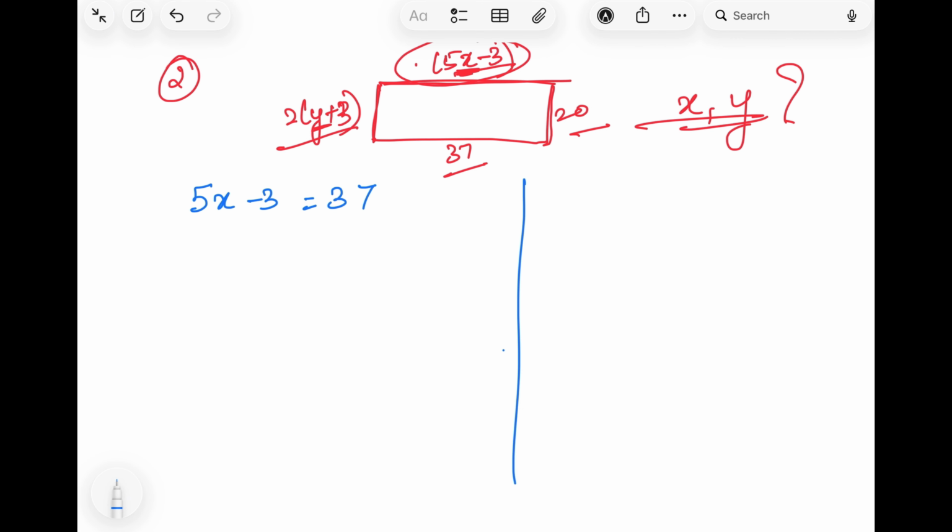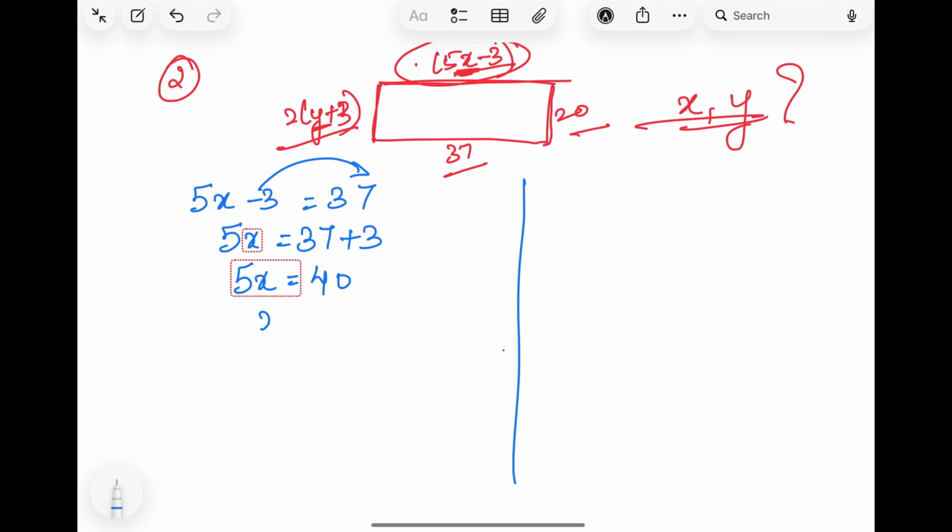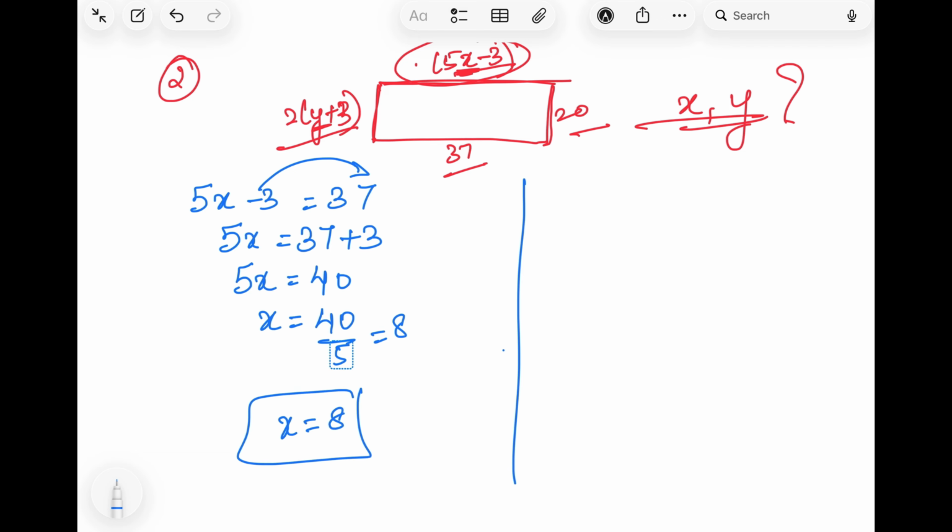Now we will solve this. 3 goes that side. This becomes 5x is equal to 37 plus 3. Subtraction becomes addition. So this is 5x is equal to 40. So what is the value of x? x is 40 divided by 5, which is equal to 8. So we got the value of x as 8.